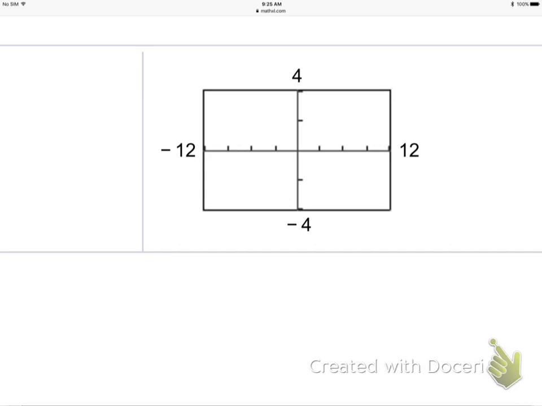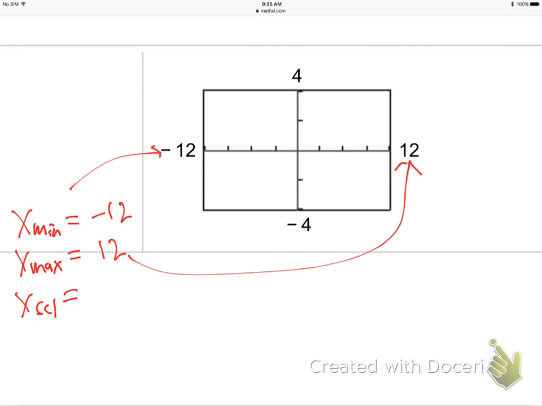All right, so they're asking me for x min and x max and x scale, which means how big the jumps are. So what's the x min for that graph? Yeah, that's right. Right there, huh? -12. The x max is regular 12. It's right there. And then what's the x scale? Meaning how big are the jumps from line to line?